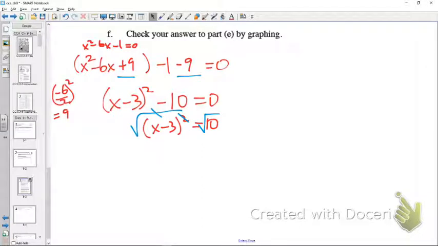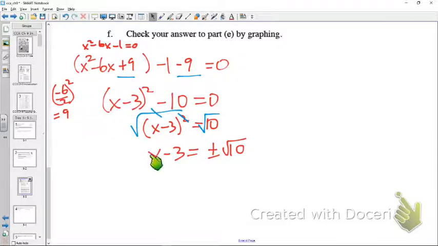So now we have x minus 3. Actually, let me get rid of the parentheses. x minus 3 equals plus or minus radical 10. Remember, whenever you take the square root of a number inside an equation, you're using the positive and negative values of that square root. Since we don't know the exact value of the square root of 10, it's going to be bigger than 9, so 3 point something, we can represent it as plus or minus radical 10.